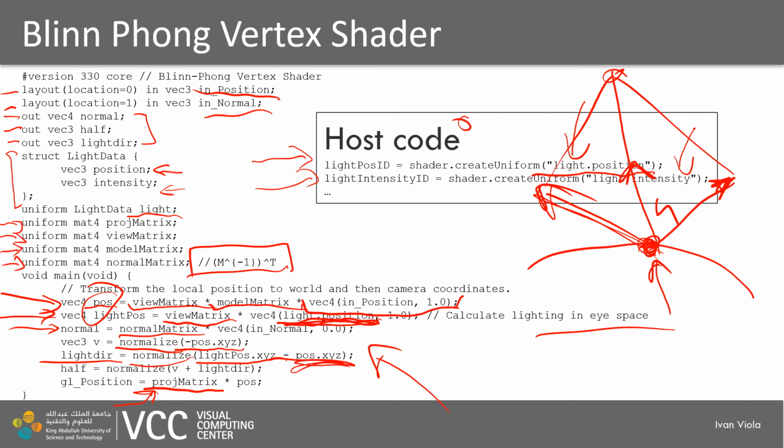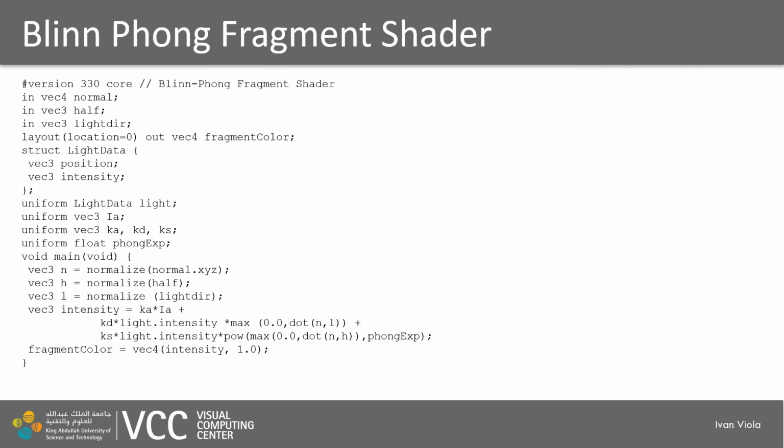Okay, so we have now calculated the light direction, halfway vector, and also the normal vector, which will then be rasterized, and we will have access to these in the fragment shader. So this was the vertex shader of the Blinn-Phong, where we calculated the halfway vector, light direction, and normal. And now we will go to the fragment shader.